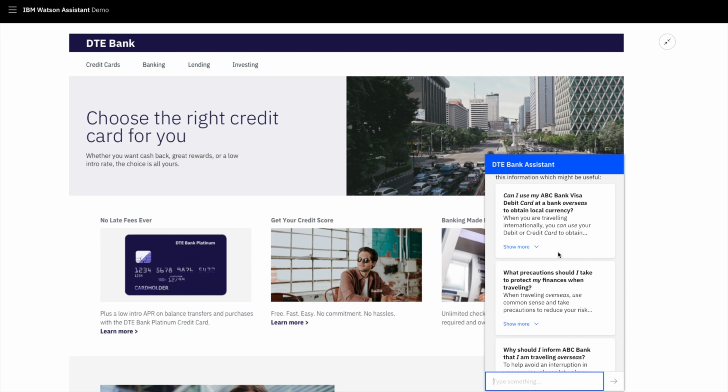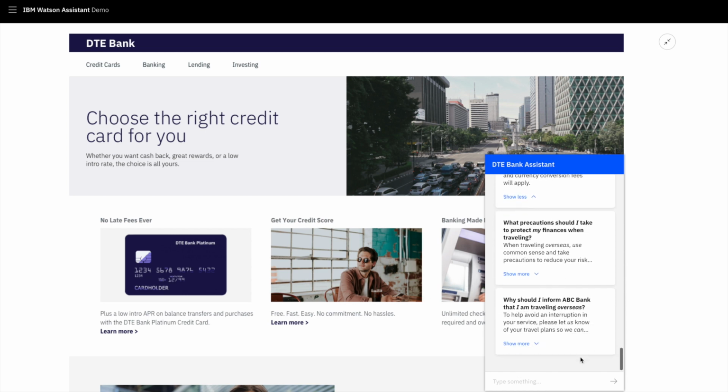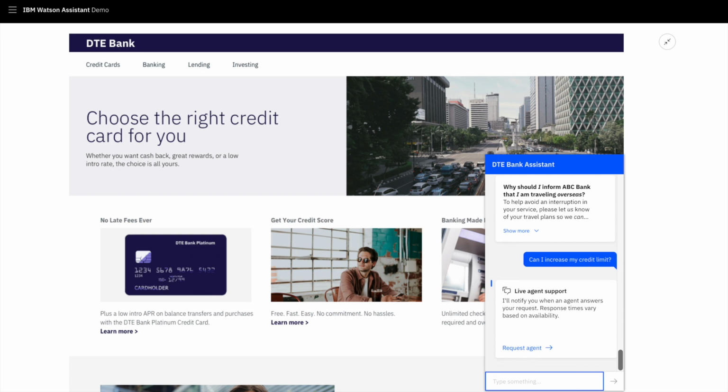And not only did it provide the full article, it provided just the 1 or 2 sentence answer. We call this a passage, in which it contained the explicit answer to my question. When you're traveling internationally, you can use your credit card to obtain local currency. Great. Now the last thing I want to do, I want to know if I can up my credit limit. Can I increase my credit limit?